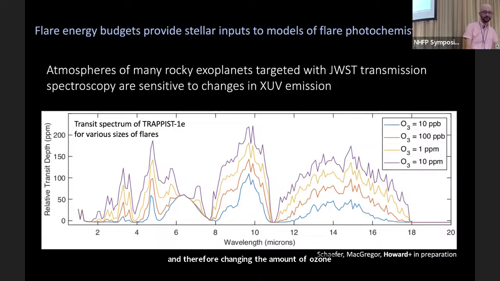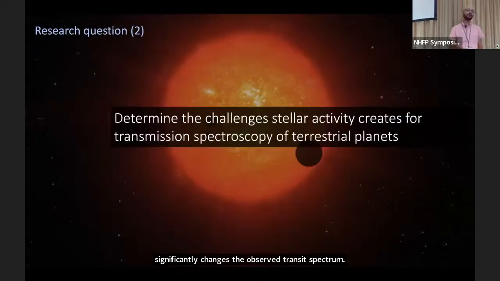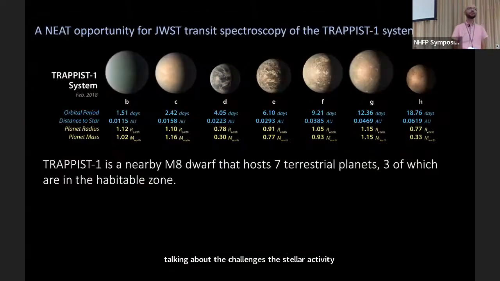This is also a great segue to the second part of the talk, which is talking about the challenges that stellar activity create for transmission spectroscopy of rocky exoplanets. So perhaps the best system to help answer the questions of how stellar activity impacts rocky exoplanets is the TRAPPIST-1 system, which is a nearby ultra-cool dwarf with 7 terrestrial planets, 3 of which orbit in the habitable zone.